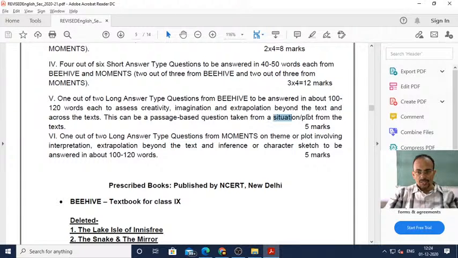It will be a situation or plot based question, and here it could be a character sketch also, or it could be a theme based interpretation also.